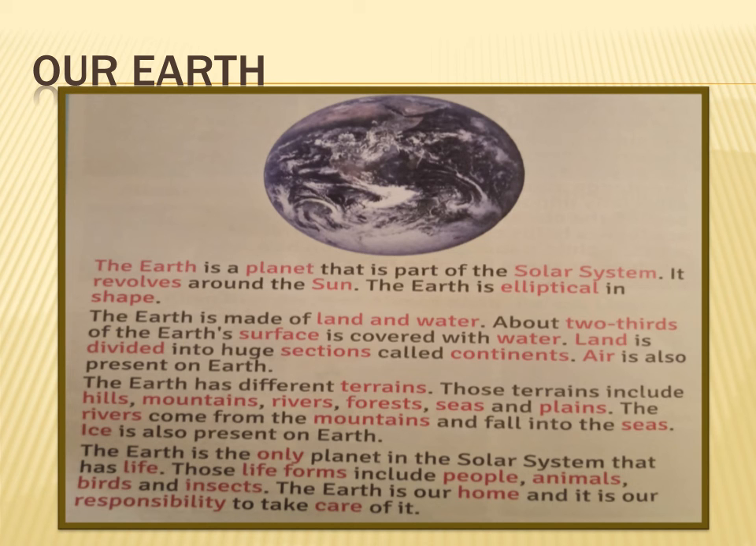Okay. Next, the earth is the only planet in the solar system that has life. Those life forms include people, animals, birds, and insects. There is no other life in all the other planets of the solar system. Okay, only Earth has the life. Why? Because of the water and because of the oxygen. The Earth is our home, and it is our responsibility to take care of it. Okay, we do not mess around the world, so that our Earth should be safe.